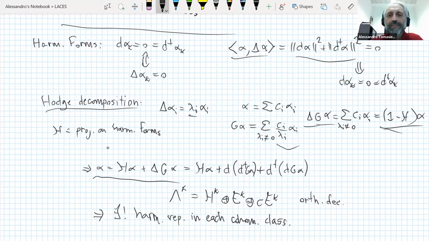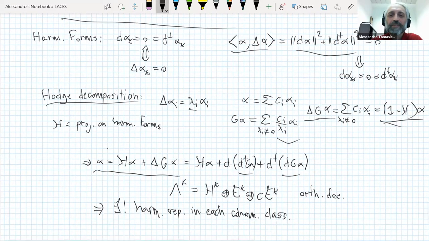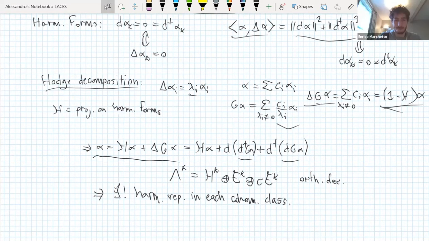So the statement was that this is exact and this still is. I mean, we don't really care what's in the parentheses, but yes, absolutely, we have a G here.